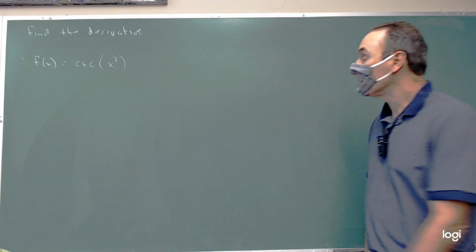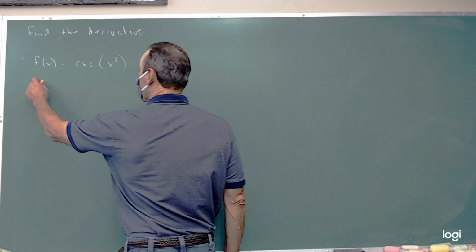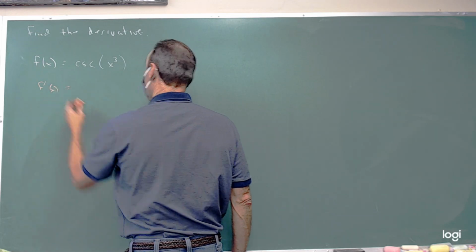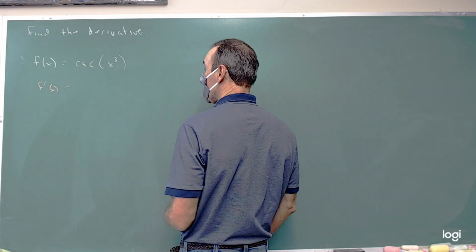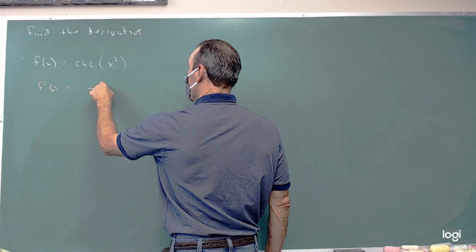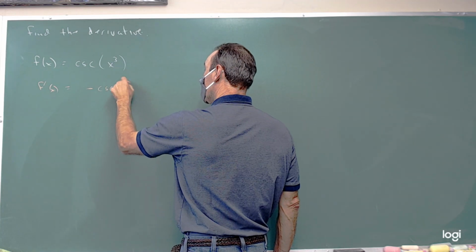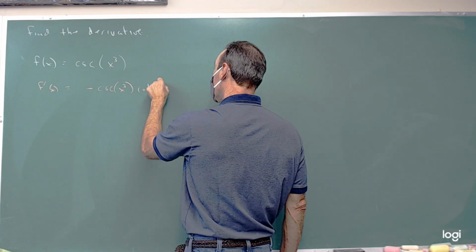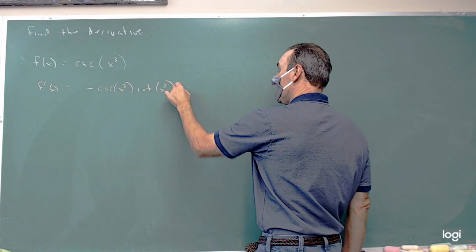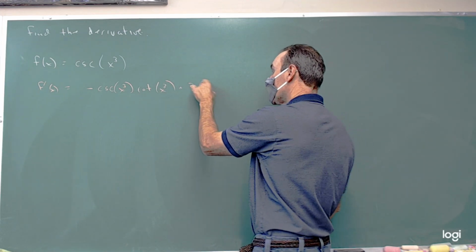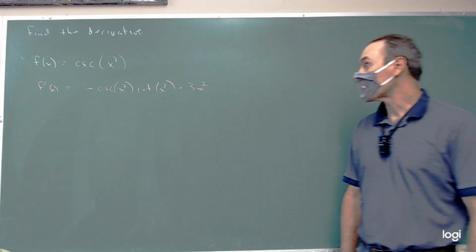So we're doing some practice problems. The derivative here is a chain rule. So the derivative of the outside function cosecant is negative cosecant cotangent. Leave the inside function alone, times the derivative of the inside function, x cubed, which is 3x squared.